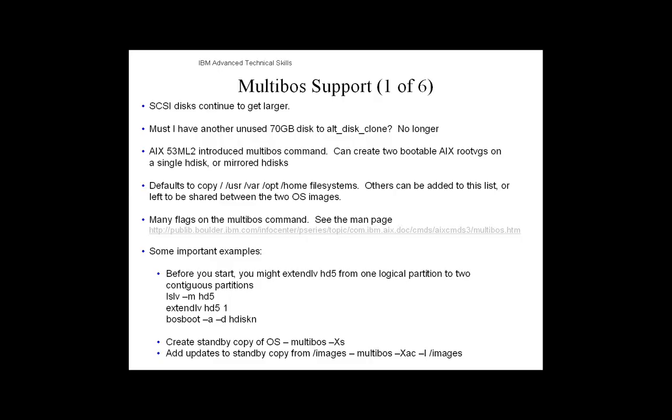There's a lot of flags on multibos, but the key examples are at the bottom there. One thing before you start, you might want to verify that hd5 can be extended onto 2 contiguous partitions on the root VG disk. Now, if your PP size is 128 megabytes, if it's a big one, maybe you're okay without that.